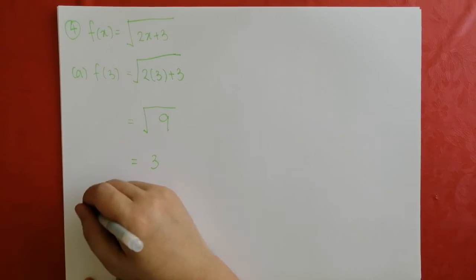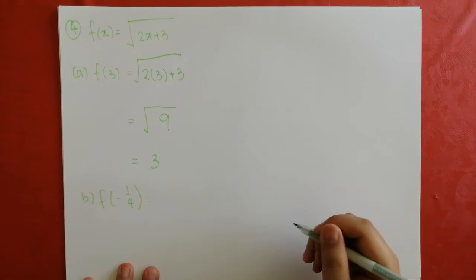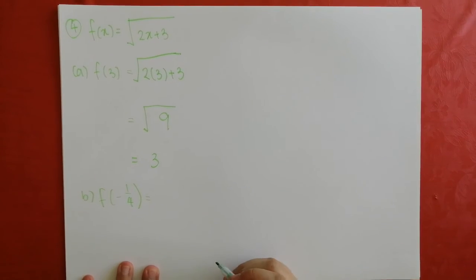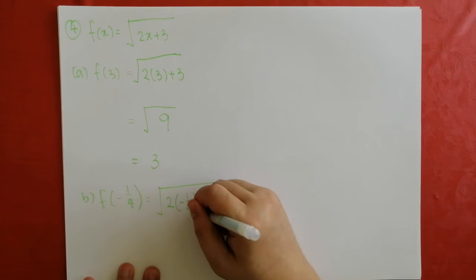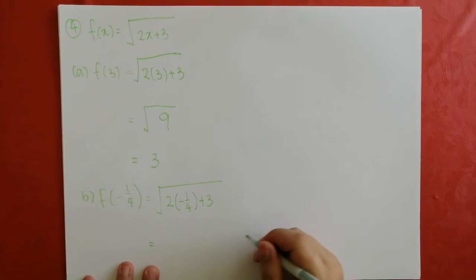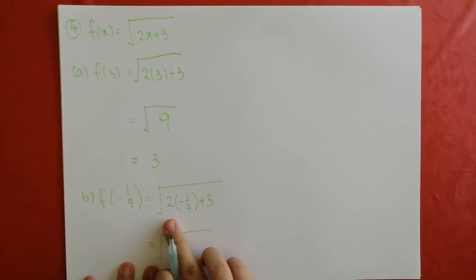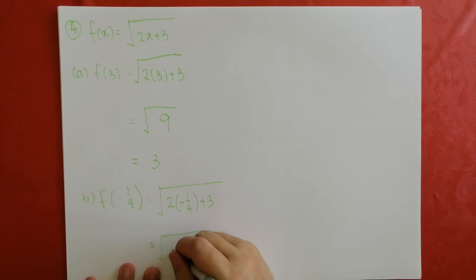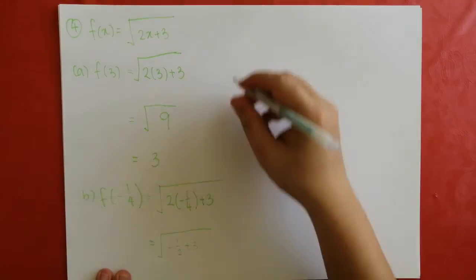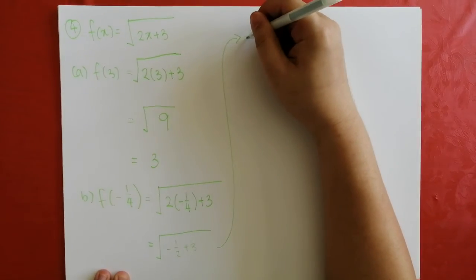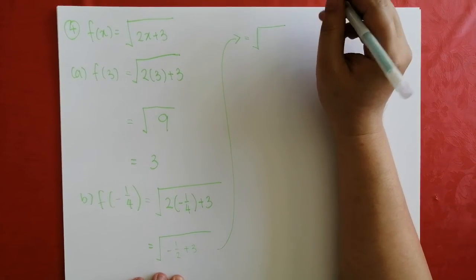So the same thing goes for part B. f of negative 1 over 4. Which means that you are changing x to negative 1 over 4. So you have square root of 2 multiplied by negative 1 over 4 plus 3. From there, simplify the one inside the square root. 2 times negative 1 over 4 is negative half, plus 3. So that is actually equal to the square root of 5 over 2.